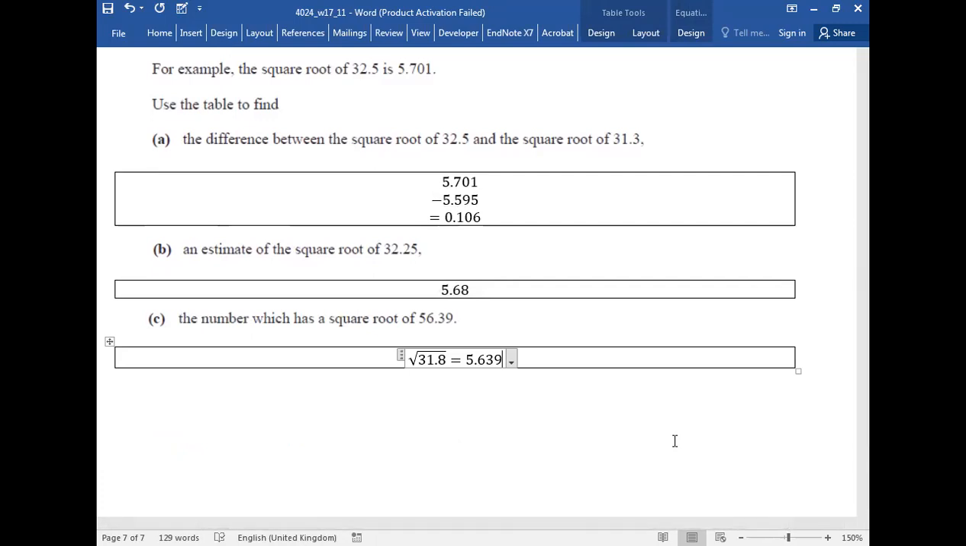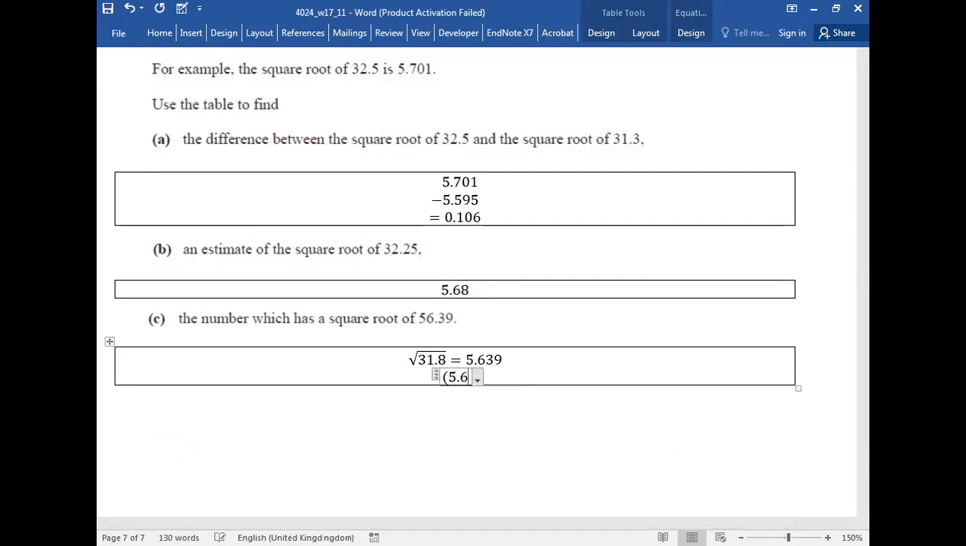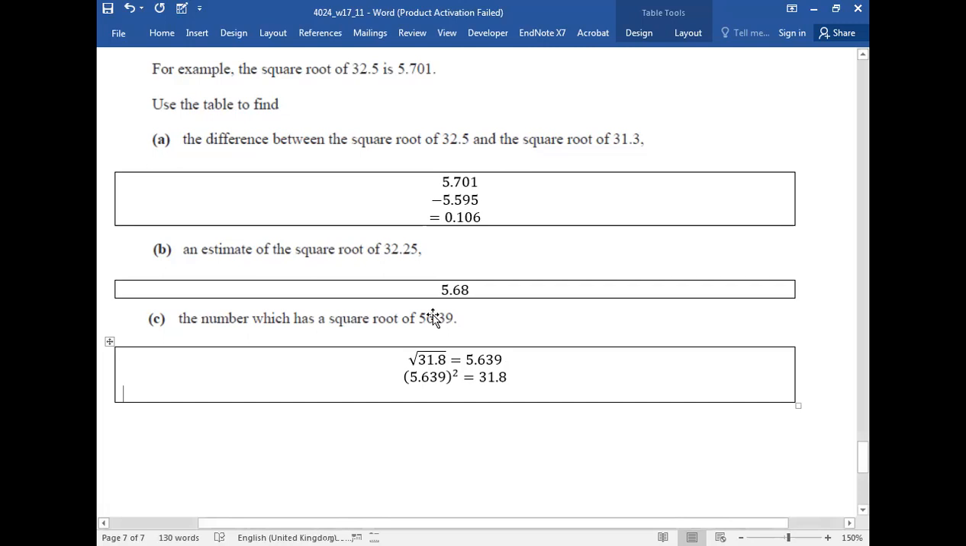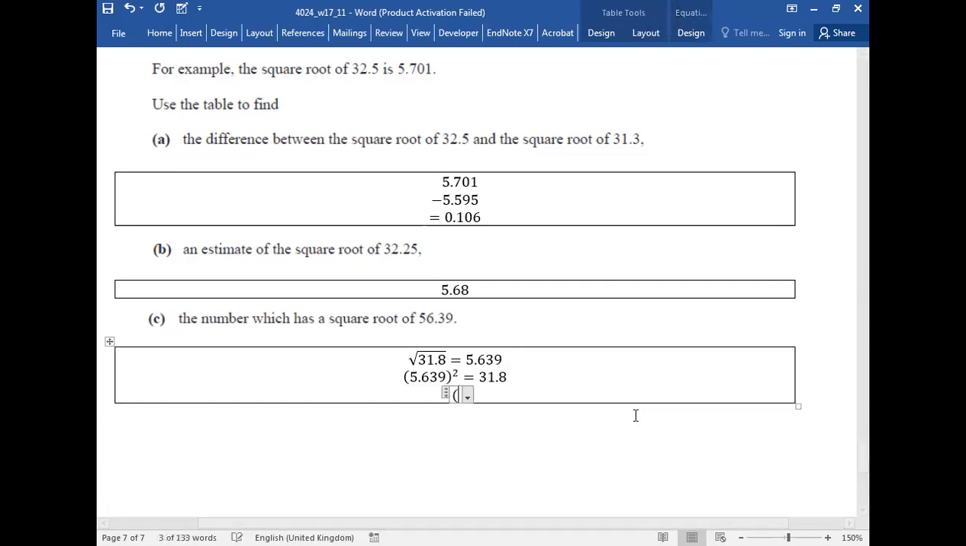Now look carefully, I am telling you one thing. The square of 5.639 is 31.8. Can we agree on this, class? The question is asking us the square of 56.39. I have rephrased the question. Is this what the question is asking or not? It is asking the square of 56.39.